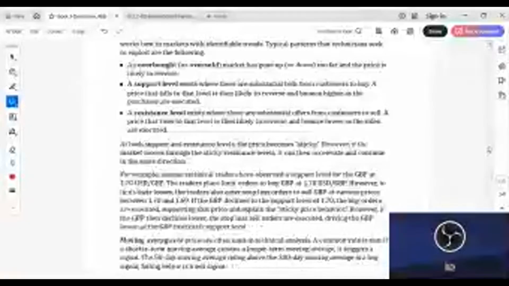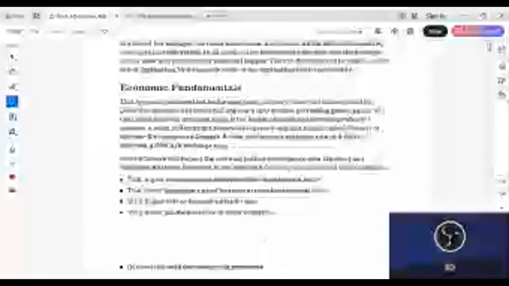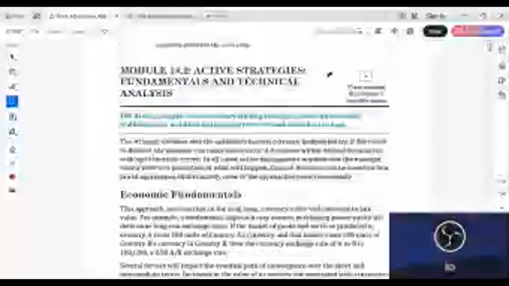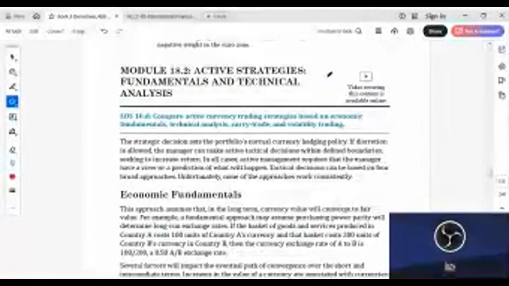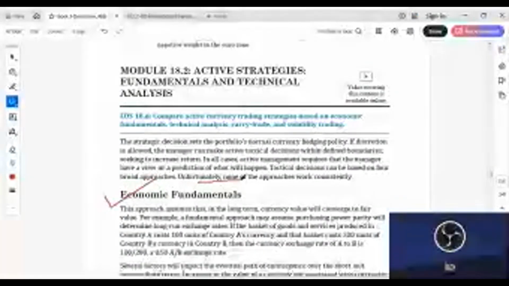Let us complete a bit more of this chapter. So after the quiz, what they are saying, so this is fairly easy. If you want to do active management and trading, then you can do forecasting based on economic fundamentals or technical analysis, right? Very nice statement. None of the approaches work consistently.